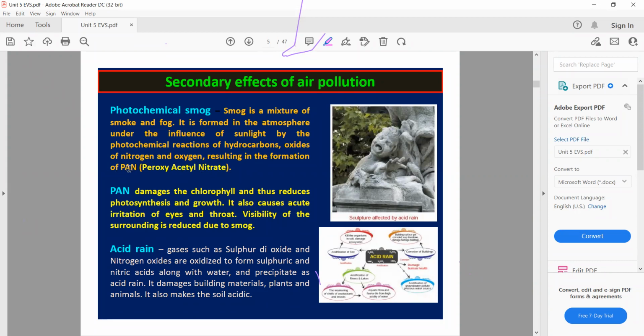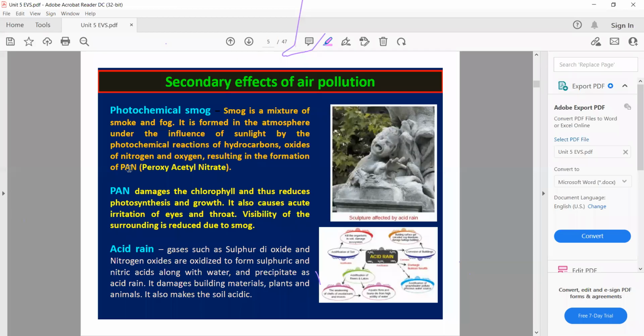This is a very favorite question. You can get, define PAN. So, what will you say? What is PAN? PAN is peroxyacetyl nitrate. And what damages does it do? PAN damages the chlorophyll and thus reduces photosynthesis and growth. It also causes acute irritation of eyes and throat, right?